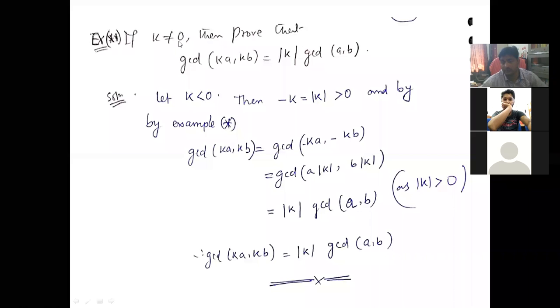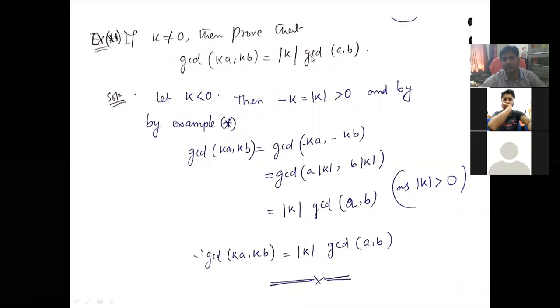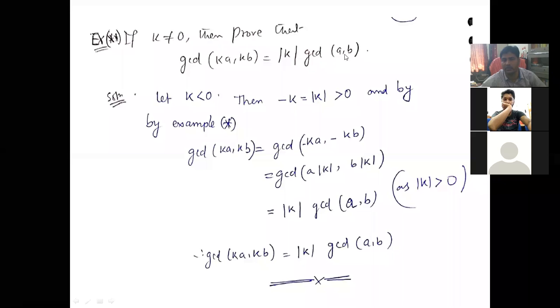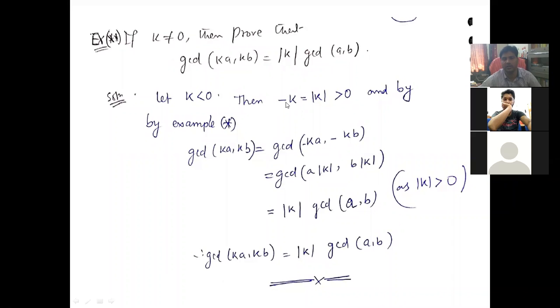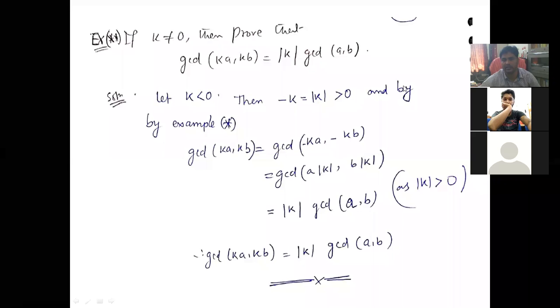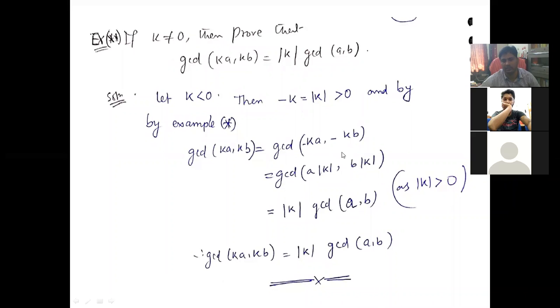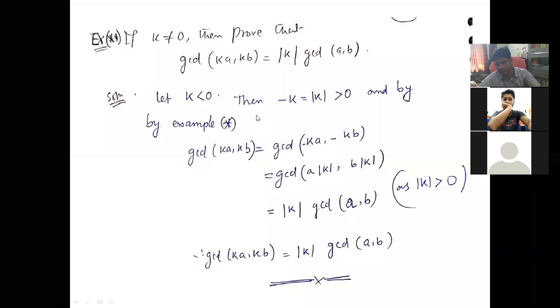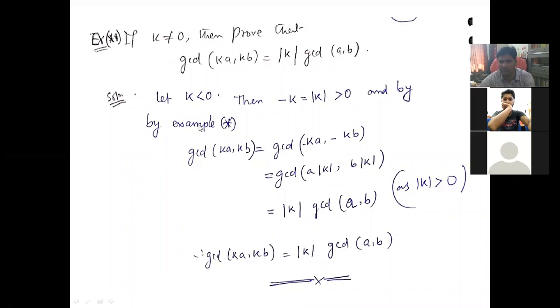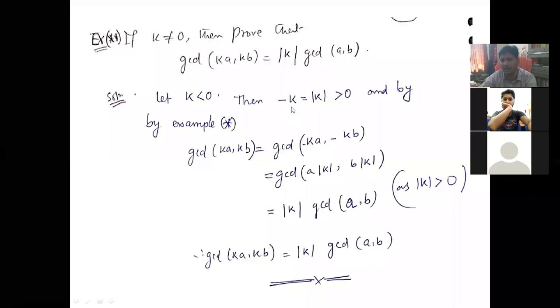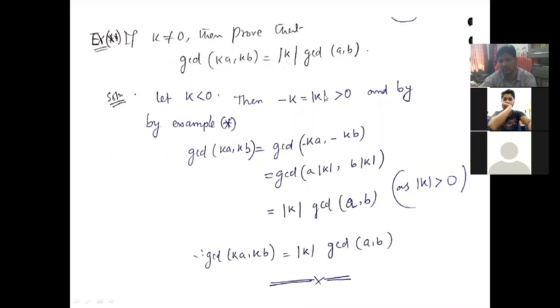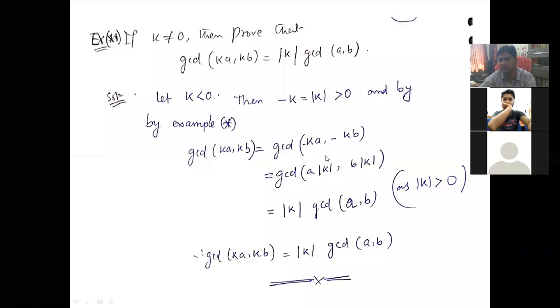Now if k is not 0, then prove that GCD of ka and kb equals mod k times GCD of a and b. Let k be less than 0, then minus k equals mod k, which is greater than 0, and by example star we have this. It is a corollary of example star, example double star. Now we take the negative case. Already in the positive case there is no problem; mod k equals k, it is known to us. So we take only the negative case, and then by star again we will use this, mod k greater than 0, and using example star.